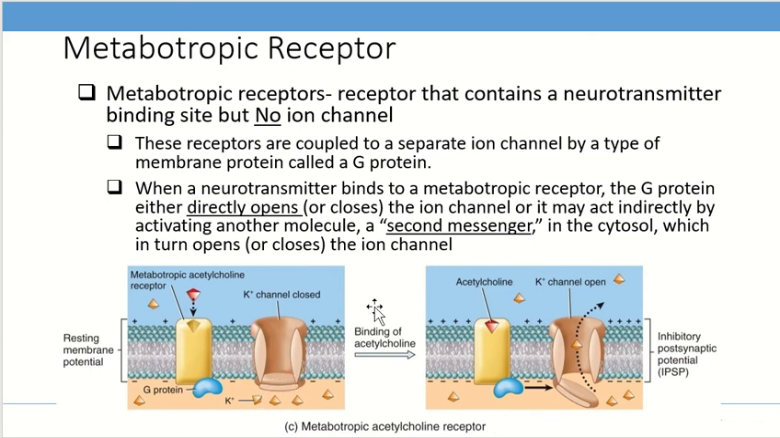Or, when our neurotransmitter binds, that G protein can use a secondary messenger, something in the cytosol that's going to trigger the opening or closing of that ion channel. So this G protein can either directly or indirectly open that ion channel.